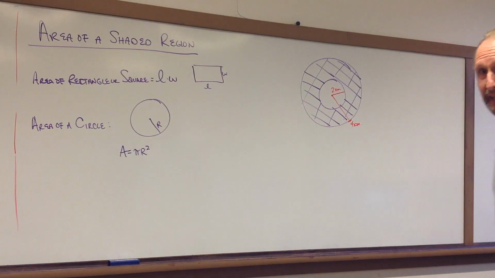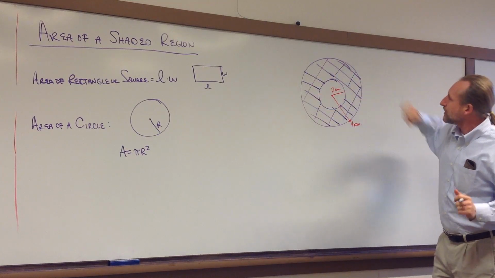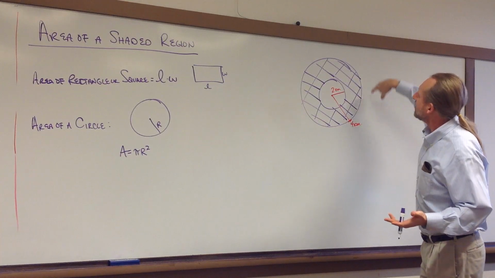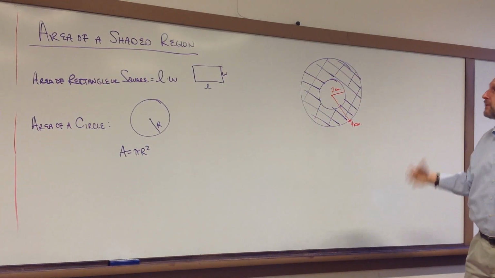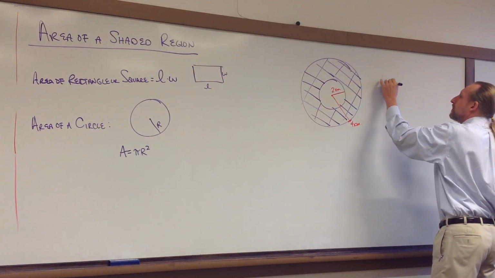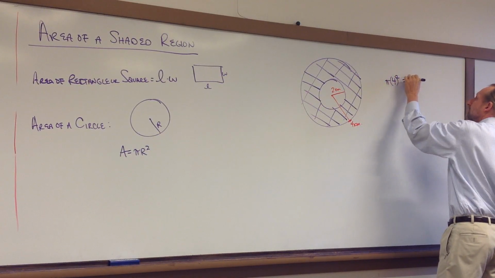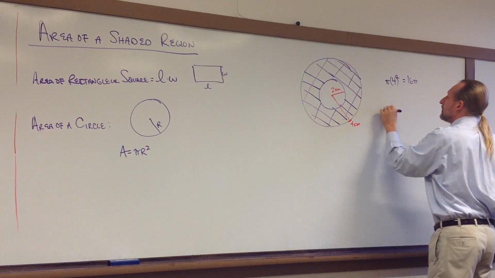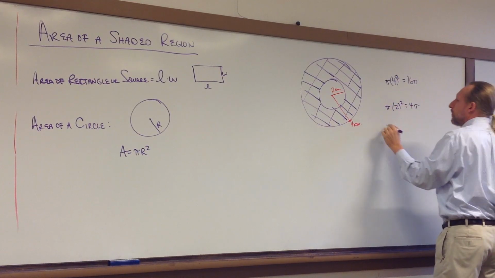The general idea for one of these problems where you're finding the area of a shaded region is that it's like a donut, right? With a hole in the middle. So you want to find the area of the whole circle and then subtract out the area of the hole that's in there. The area of the big circle is going to be pi times 4 squared, and that'll be 16 pi.